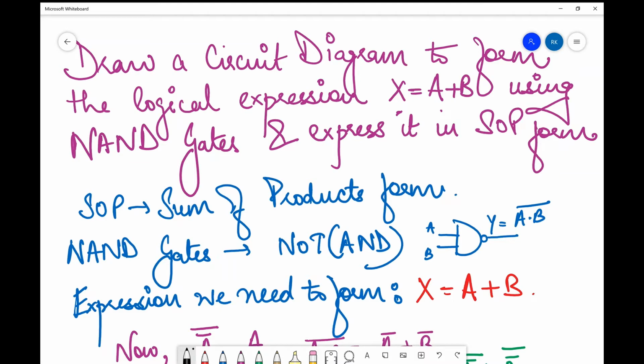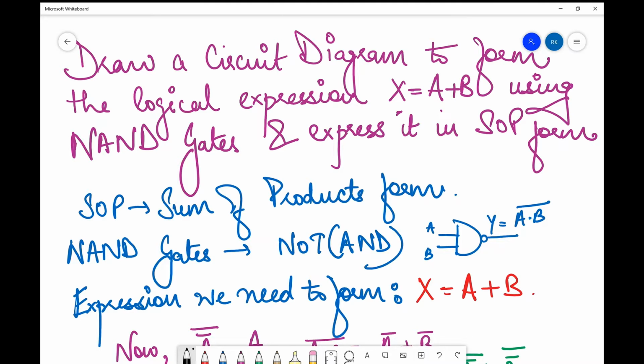Today in this session we are going to learn about how we form different gates using other gates. Many times in exams we are given a particular logical expression and asked to form a logical circuit using these types of gates, and also express it in sum of products or product of sums form. So we are going to deal with those kinds of questions today. This is one of the questions posted by one of my viewers, so I'm going to answer him through this video. Let's see what the question is and how we solve this.